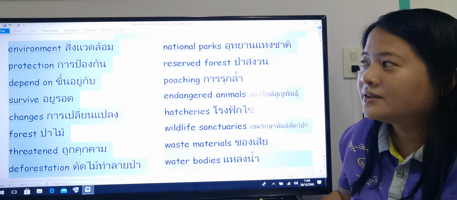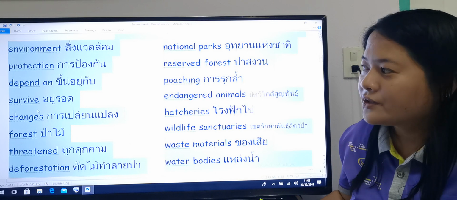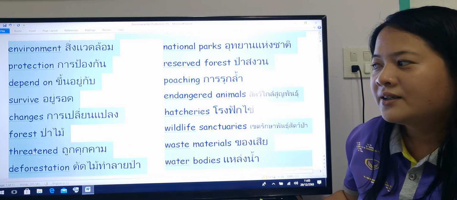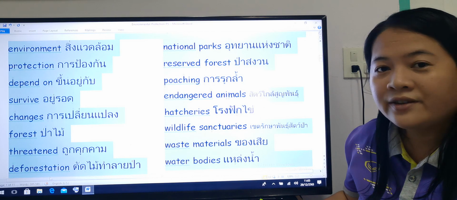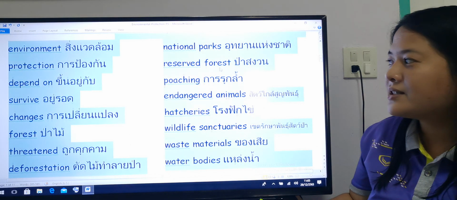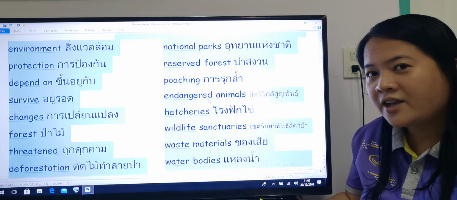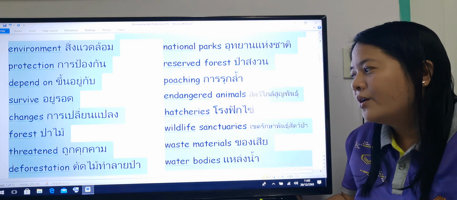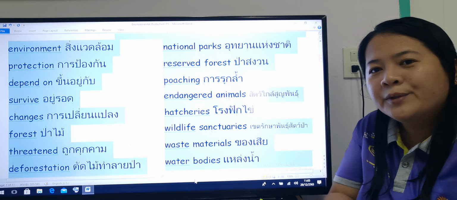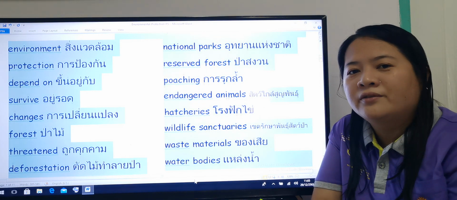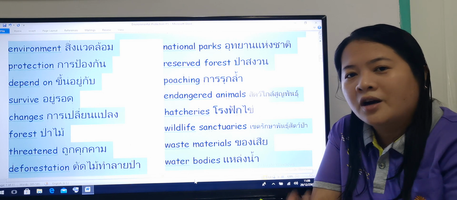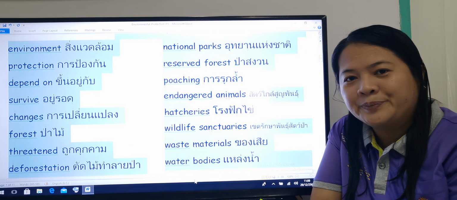Environment, protection, depend on, survive, changes, forest, threatened, deforestation, national parks, reserved forest, poaching, endangered animals, hatcheries, wildlife sanctuaries, waste materials, and water bodies. I hope that you will be familiar with all of these vocabularies by the end of the lesson. And then you can also review this. I will send you a copy of these vocabulary words in the Line group.